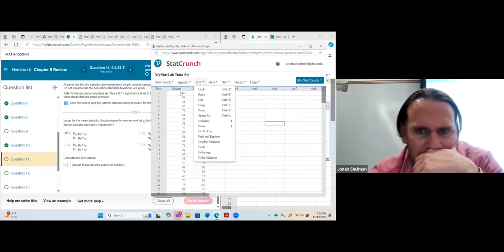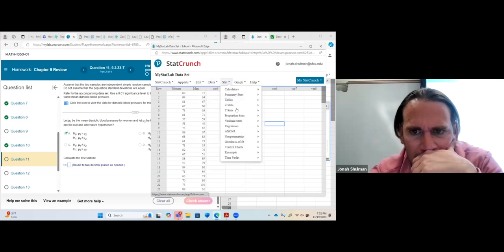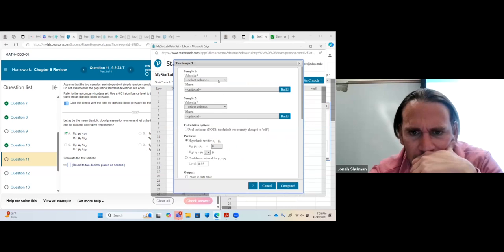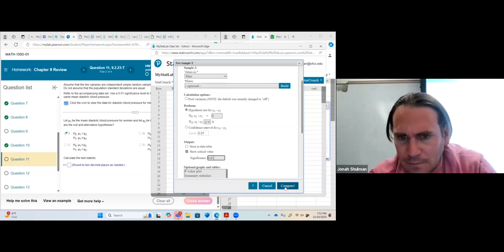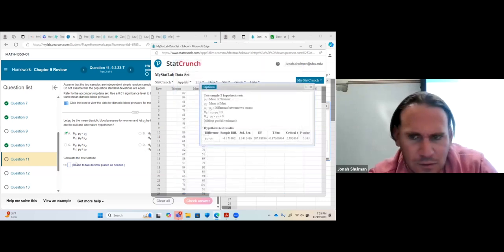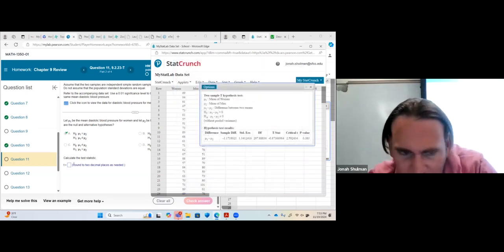We need the test statistic. So I'm going to go to stat, T statistic, two sample with data. And I'm going to do the first one is women. The second one is men. And we're talking 0.01 level for the critical value. All right, so let's find this test statistic. All right, so the test statistic, to 2 decimals, is negative 0.87.